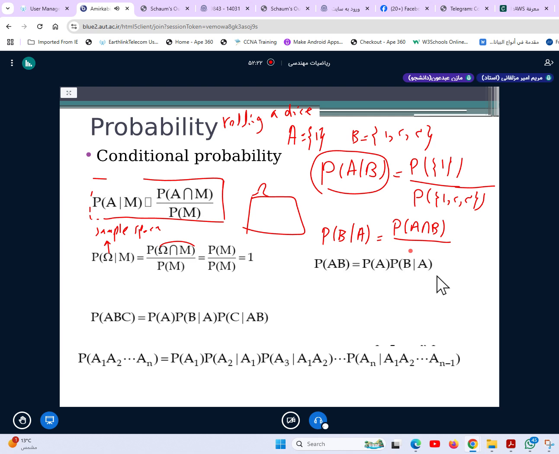Probability of A. Yes, thanks. Probability of A. We know that from this formula, we have this formula. Probability of B given A is equal to probability of intersection of A and B divided by probability of A. Okay, so from this formula, we have probability of A intersection with B is equal to probability of B.